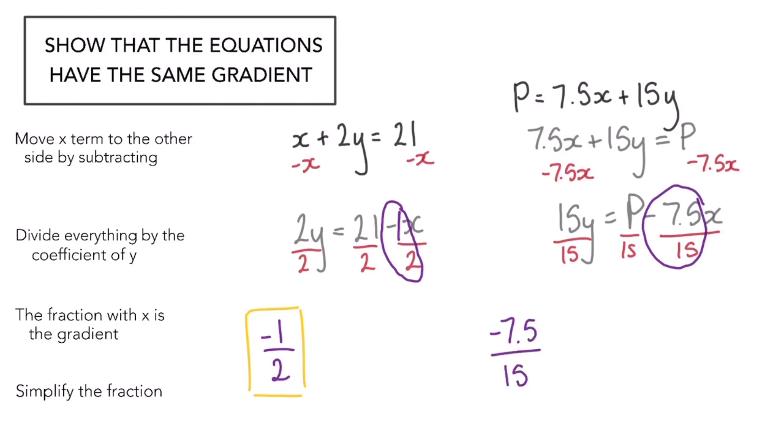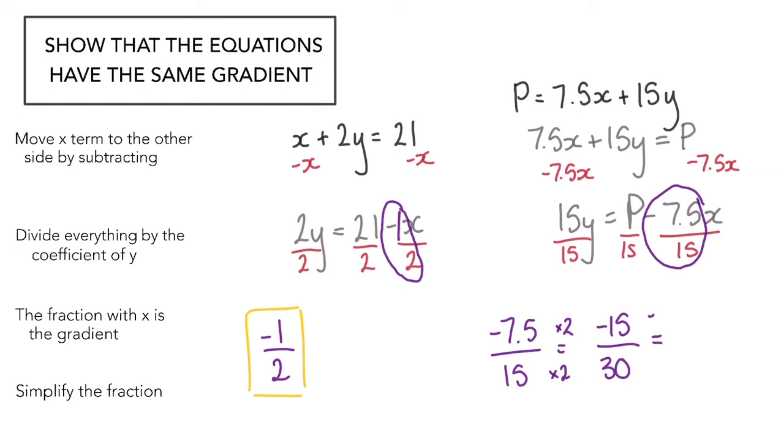Now I don't like that there's a decimal up the top there, so I want to get rid of that. If I multiply by 2, that will get rid of the decimal. I'm going to have to do the same to the bottom to keep this an equivalent fraction. So negative 7.5 times by 2 would be negative 15. And then on the bottom, 15 times 2 would be 30. Cool, now that's a nice clear fraction for me to simplify.